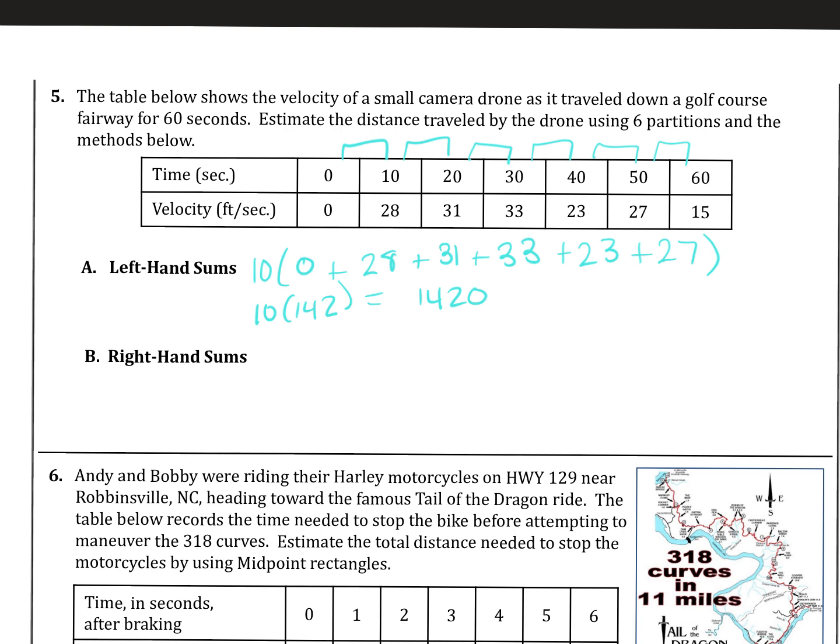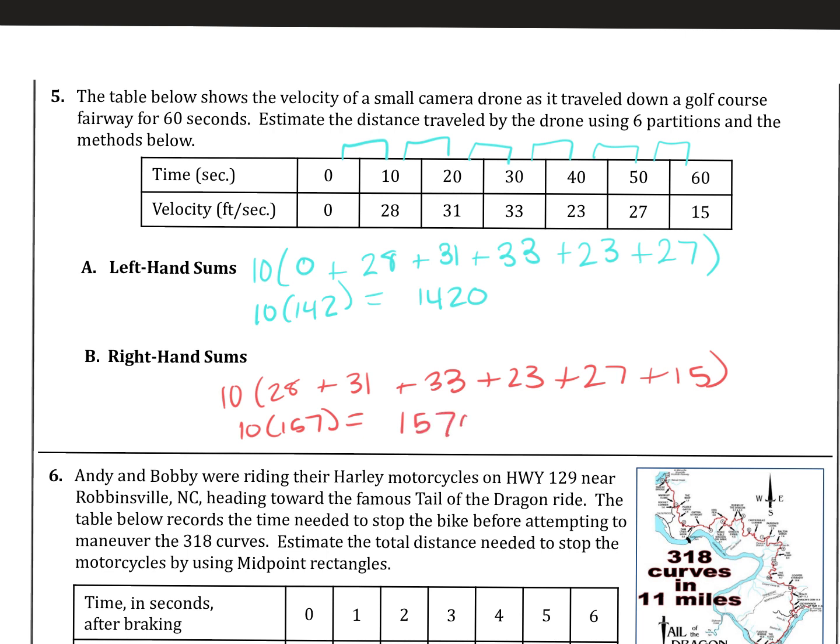All right, so then for the right-hand sums, again 10, and then we're going to use 28, 31, 33, 23, 27, and 15. All right, guys, we did this right. Good job. So then we're good with 5. You guys feel okay with that? Better than we thought? Okay. All right, number 6.